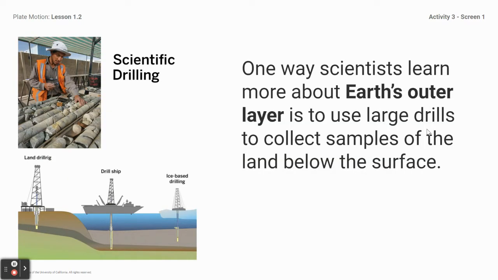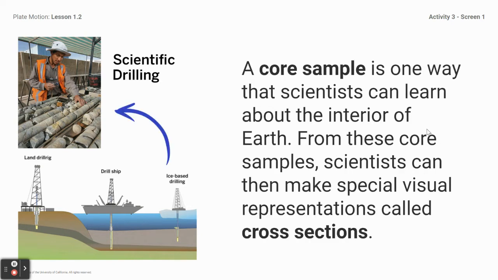One way scientists learn more about Earth's outer layer is to use large drills to collect samples of the land below the surface. In a core sample, that's what's up here, these cylinders are actually core samples of under the ground that were extracted, and scientists are then able to analyze them. If you're on land, they can have a drilling platform there where they're able to drill directly into the earth. If we're trying to look at the geosphere underneath the water, it'll be on a ship, and you'll see that the drill goes down through the ocean and then into the geosphere below the ocean.